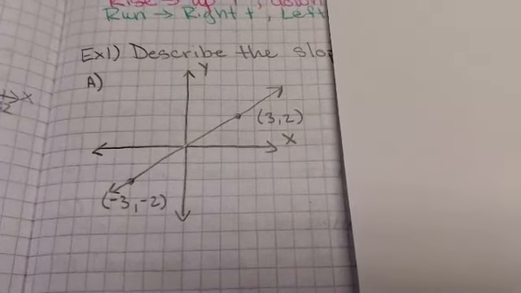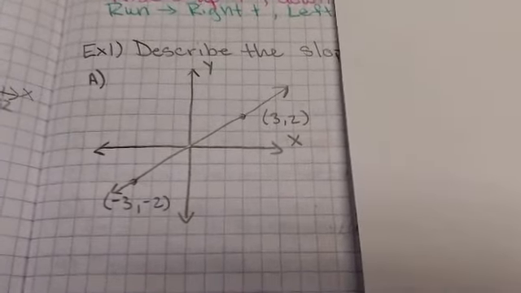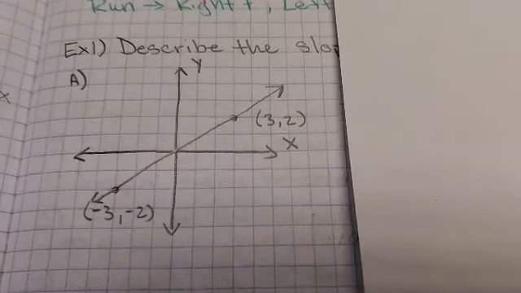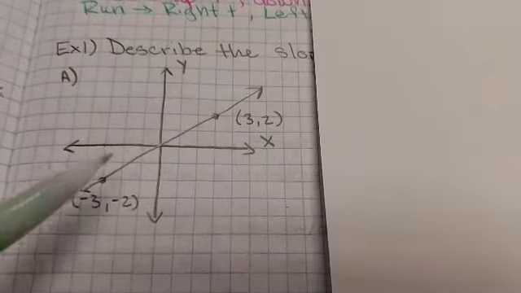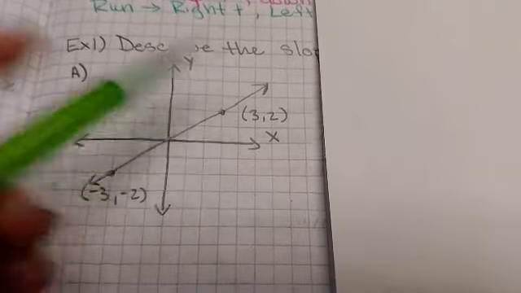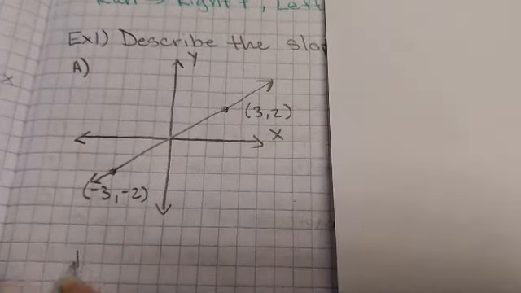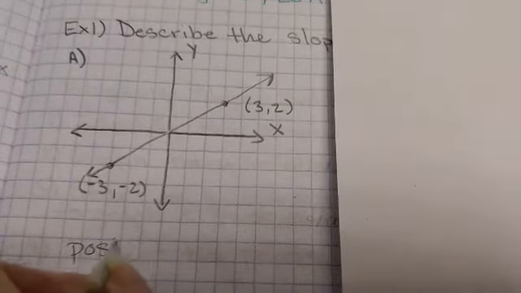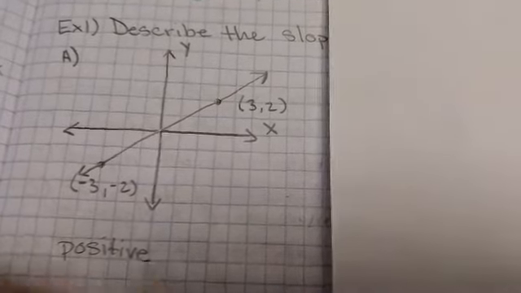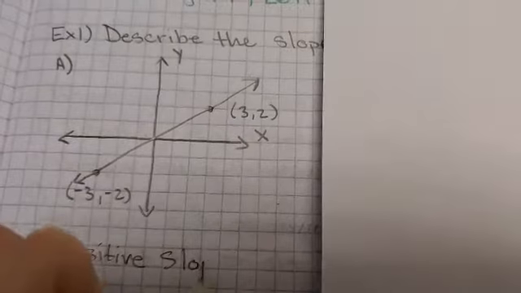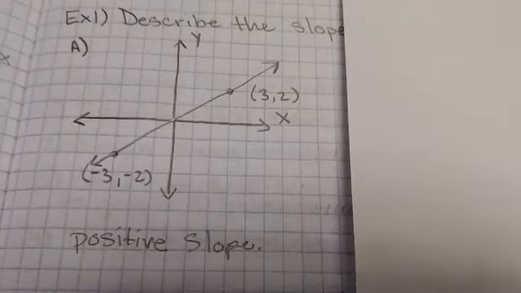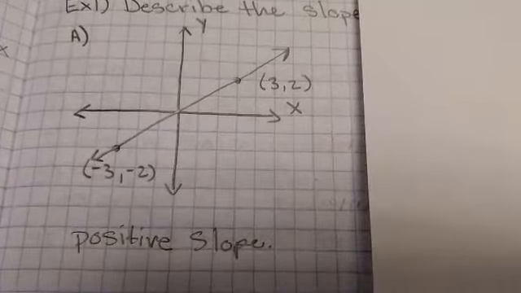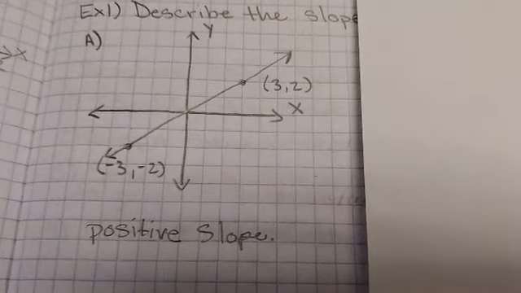So the very first thing I want to do is decide what type of slope I have, whether it's a positive, negative, 0, or undefined. Since this is going up to the right, I know this is going to be a positive slope. Now my goal is to figure out, well, what actually is the slope?